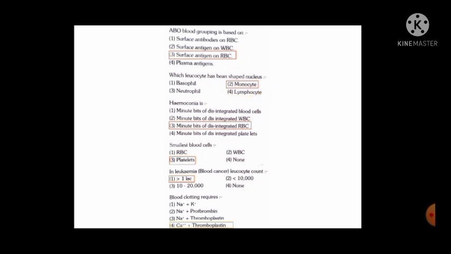Which leukocyte has a bean-shaped nucleus? Monocytes have a bean-shaped nucleus. Their nucleus is the largest among all WBCs, and monocytes are also the largest of all types of WBCs.